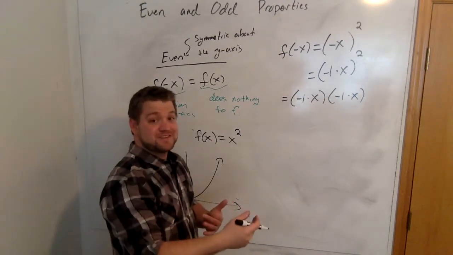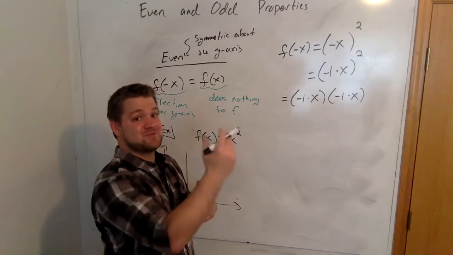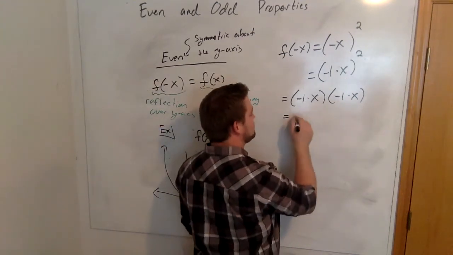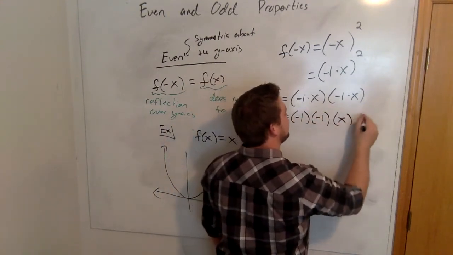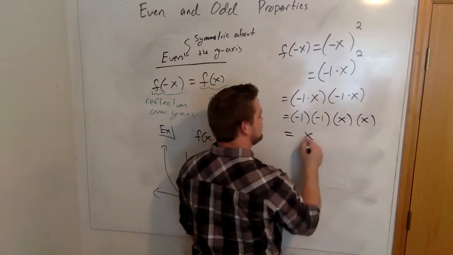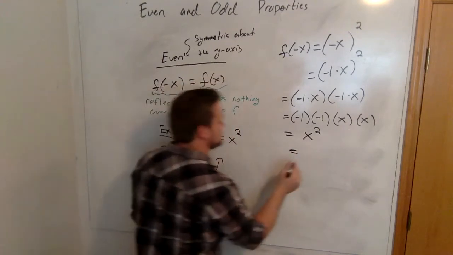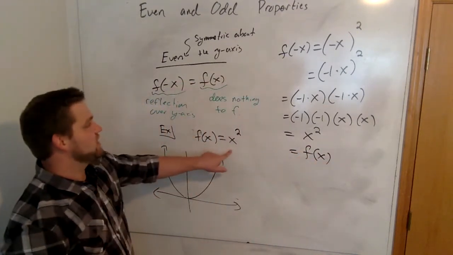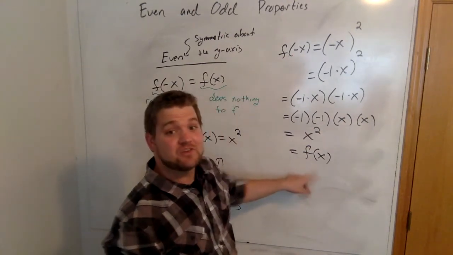2 times 3 is the same as 3 times 2, or 2 times 3 times 4 is the same as 4 times 2 times 3. You can rearrange multiplication however you'd like. So how about I rearrange this to be negative 1 times negative 1 times x times x. A negative 1 and a negative 1 makes a positive 1, so this just turns out to be x squared, which is equivalent to our original function, f of x. So I just showed that f of x, which is equal to x squared, when I throw a negative on the inside, it doesn't affect my function. X squared is even.